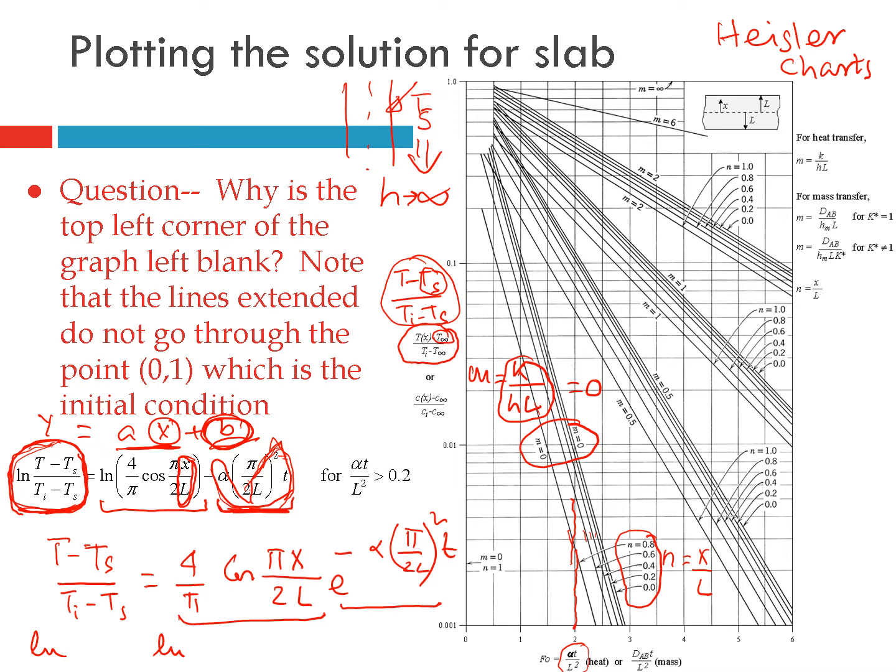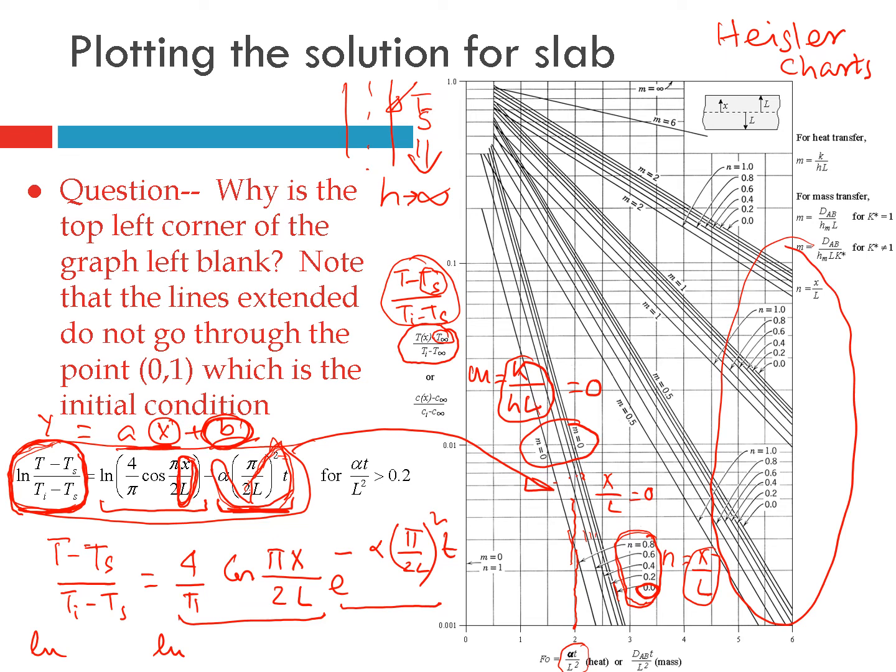So this equation is basically plotted here for different values of x over L, or n. For example, n equal to 0 is this line. n equal to 0 means x over L equal to 0, so that is at the center. So this is the center, and then it goes farther and farther away. Let's wait to discuss these other plots.